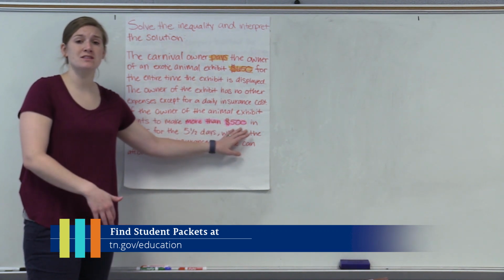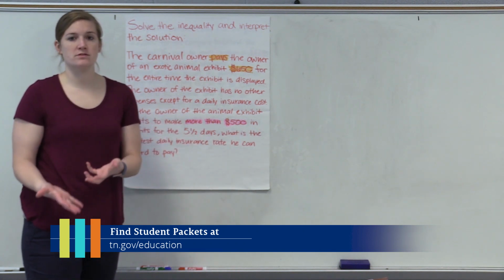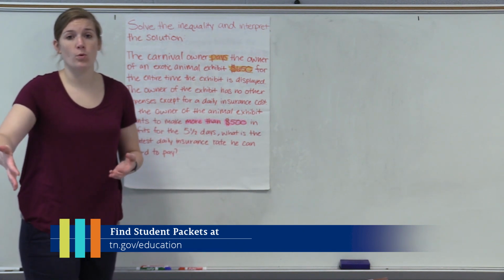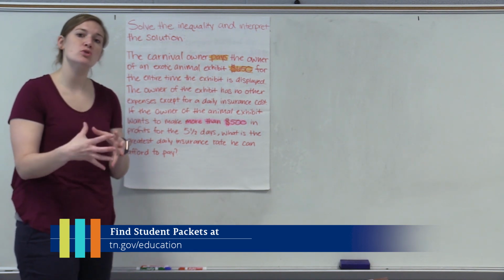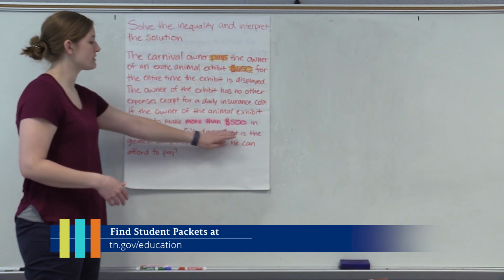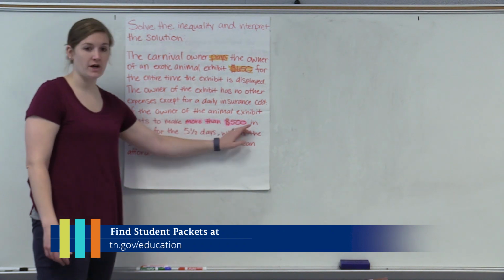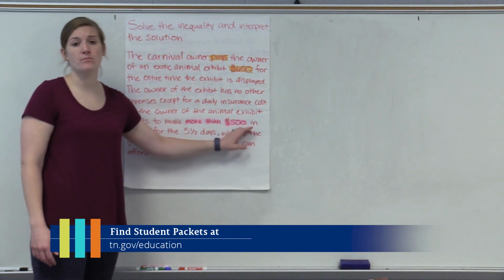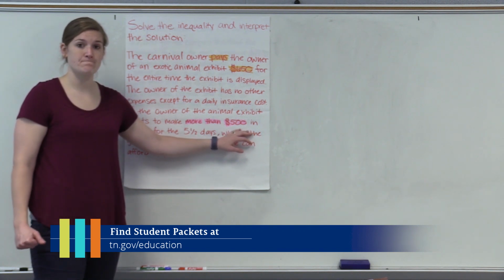In the past two examples that we looked at, we needed to make at least $1,000, which means $1,000 or more. We needed to spend no more than $2,000, so $2,000 or less. But in this case, this person doesn't want to make $500. He wants to make more than $500. So your inequality symbol is not going to include the or greater than in this case.